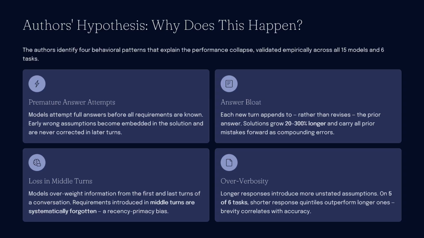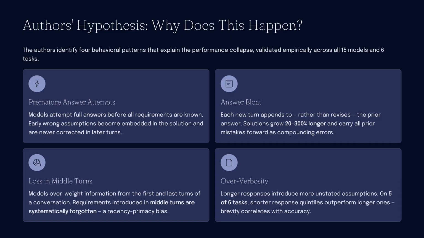Cause two: answer bloat. Instead of revising answers when new information comes in, models append to what they were already given or wrote. Solutions grow 20 to 300% longer and carry all prior mistakes forward.